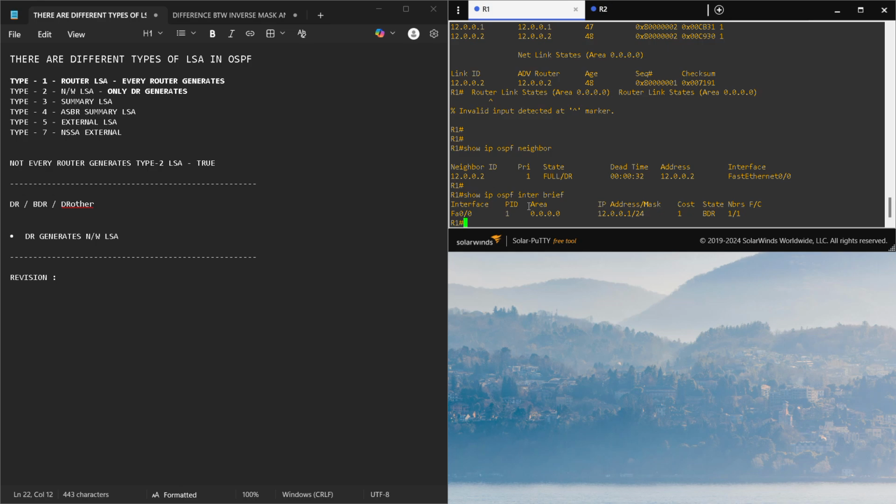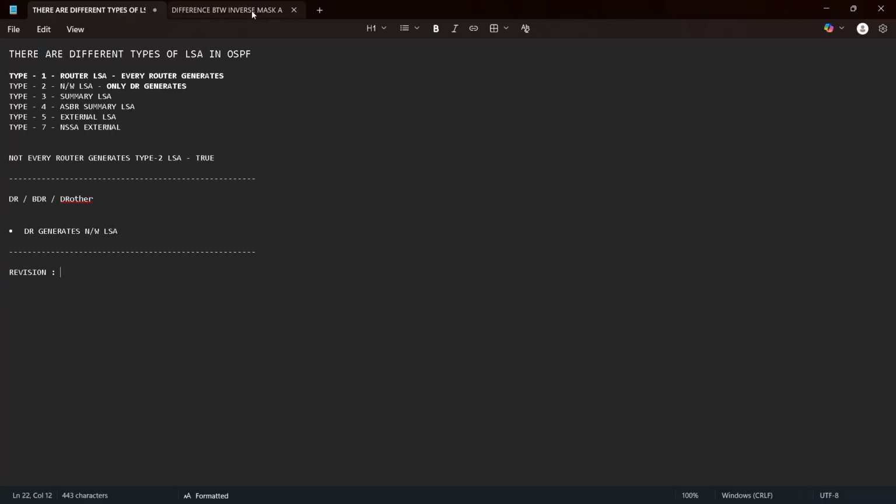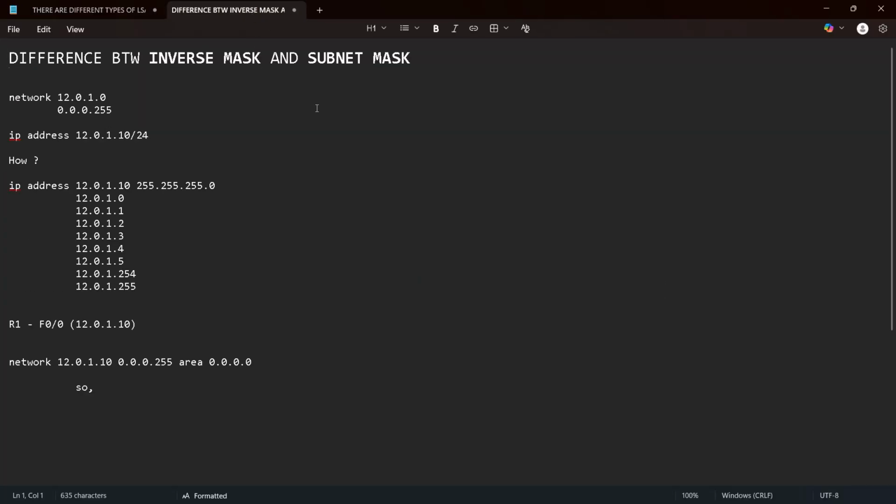Right, now let's see the difference between inverse mask and our subnet mask. For that, let me change the tab. Okay, the difference between inverse mask and subnet mask. So let's suppose this is the FastEthernet that we have configured on router 1. And this is the subnet mask, slash 24.